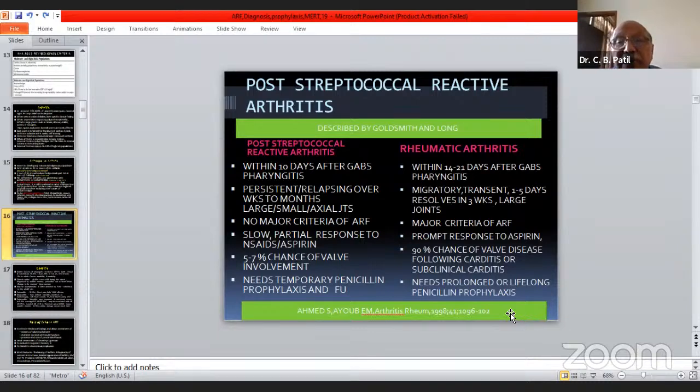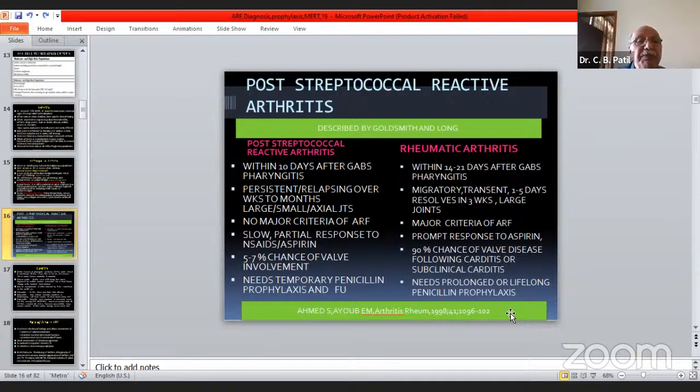Whereas in rheumatic arthritis, it is migratory, transient, remains for a week and resolves in 3 weeks, and mainly involves the large joints. In post-streptococcal reactive arthritis, no major criteria of ARF are there, whereas here the major criteria of ARF are there. It's a slow, partial response to aspirin or NSAIDs, whereas in rheumatic fever, it's a prompt response to aspirin. And in streptococcal reactive arthritis, a 5 to 7% chance of valve involvement can still be there, whereas there it is almost a 90% chance of valve involvement following carditis or subclinical carditis.